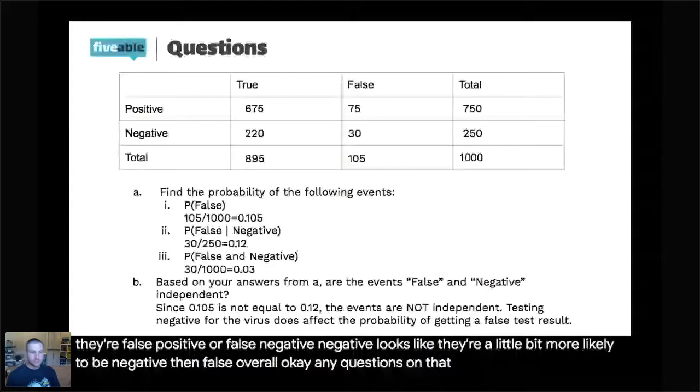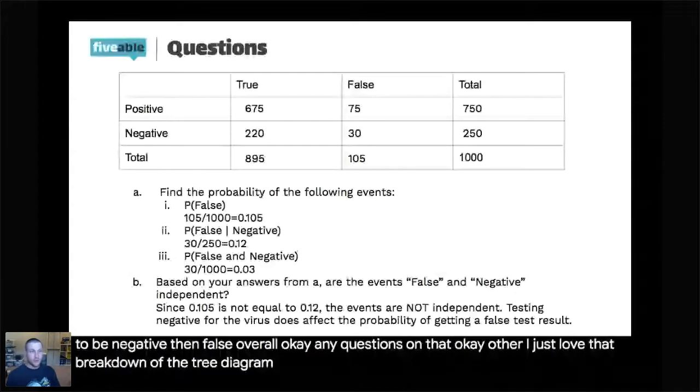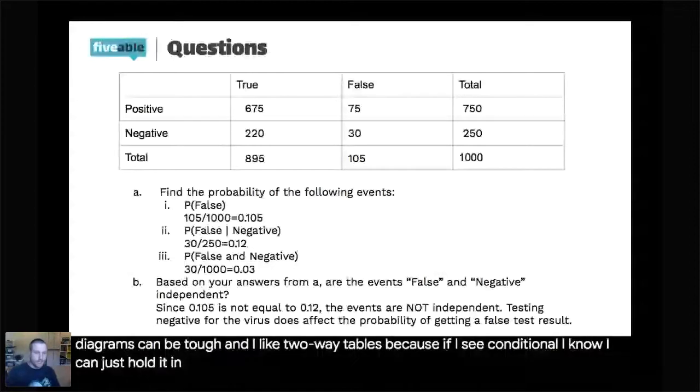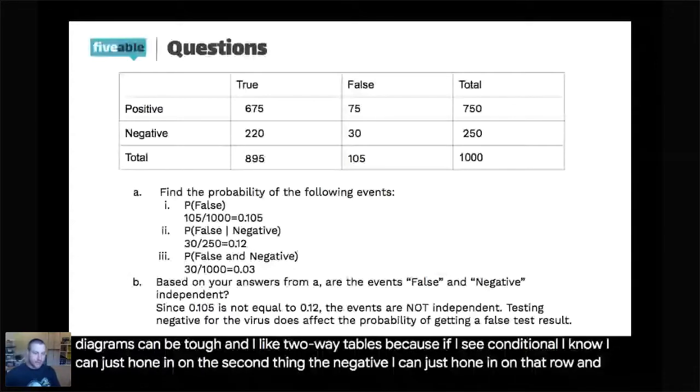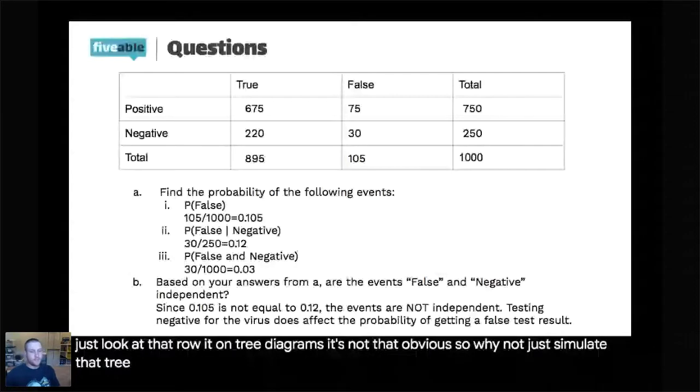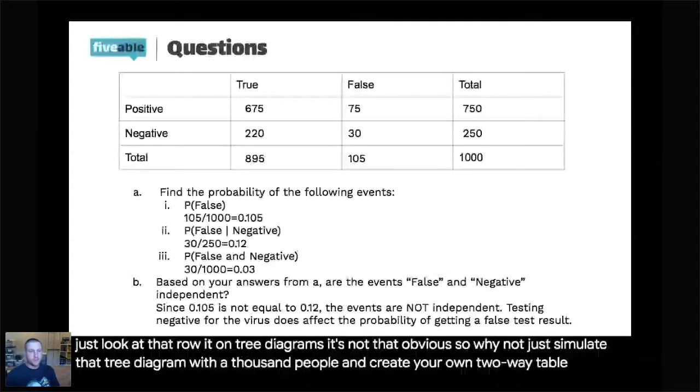Okay, I just love that breakdown of the tree diagram. It was a new concept for me because the tree diagrams can be tough. And I like two-way tables because if I see conditional, I know I can just hone in on the second thing. The negative, I can just hone in on that row and just look at that row. But on tree diagrams, it's not that obvious. So why not just simulate that tree diagram with 1,000 people and create your own two-way table? Okay, so I definitely wanted to share that with y'all this week.